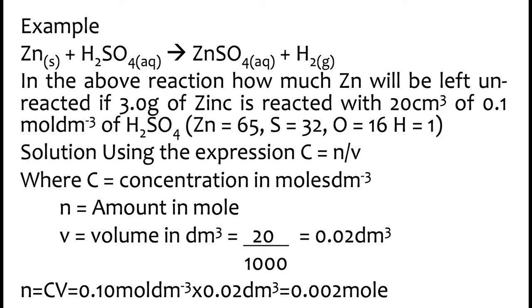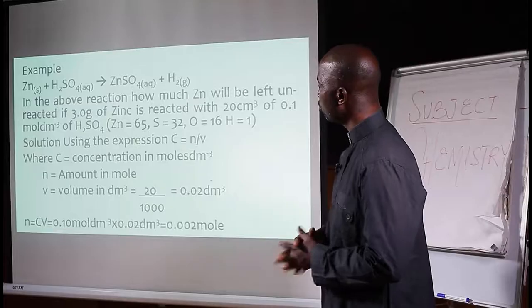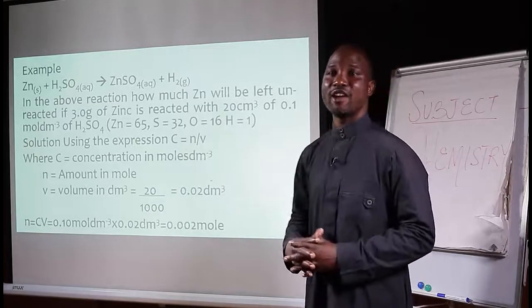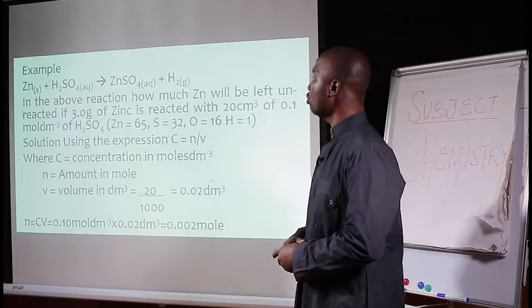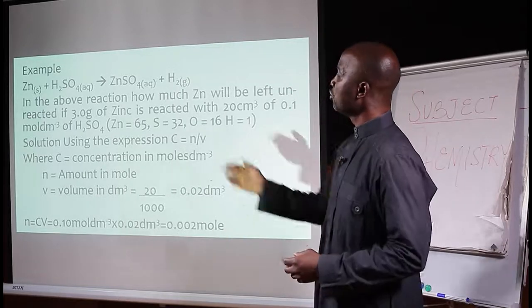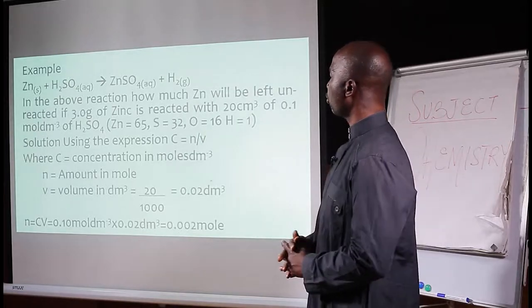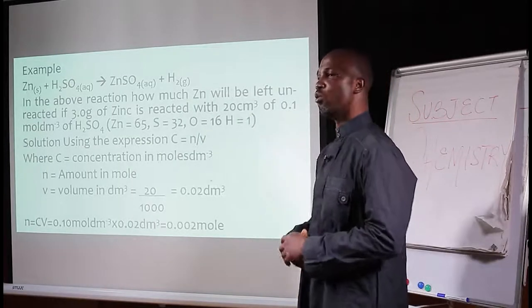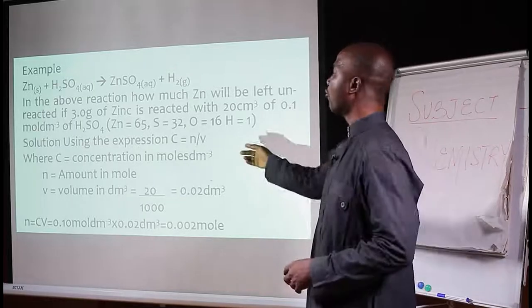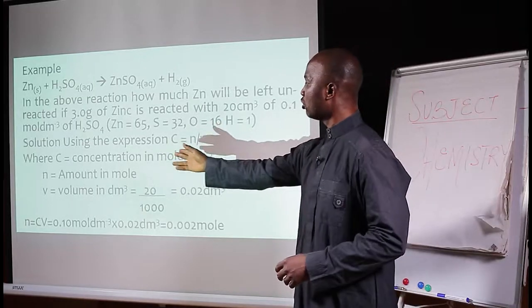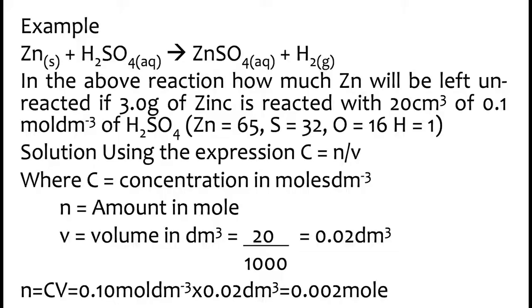Now, zinc is equal to 65, that's the atomic mass. Sulfur is 32, oxygen is 16, and hydrogen is 1. So looking at it from the solution, you say using the expression concentration, which is capital letter C, is equal to number of mole or amount in mole, which is small letter n, over volume. You find out that C is concentration in mole per dm cube, small letter n is amount in moles, and V is volume in dm cube.